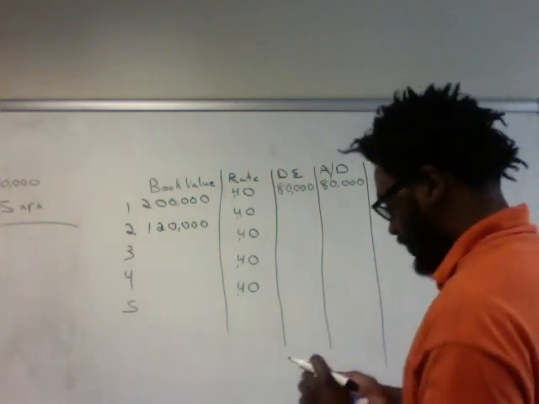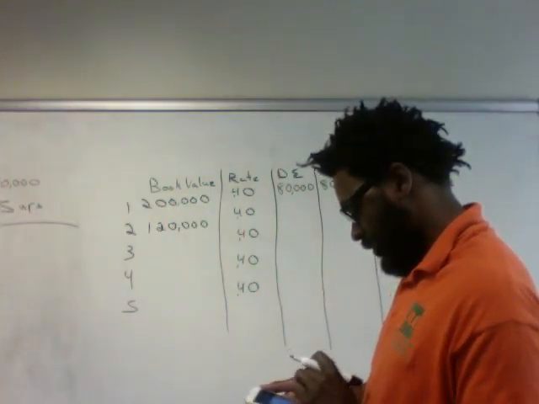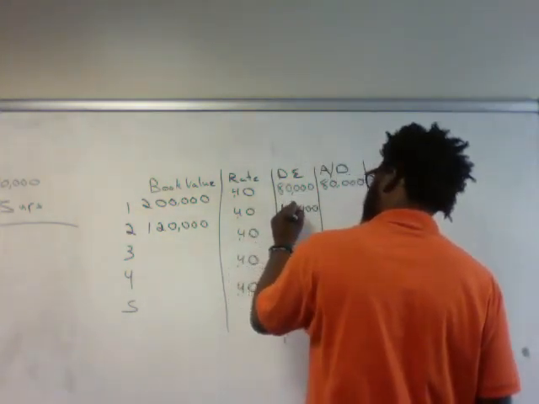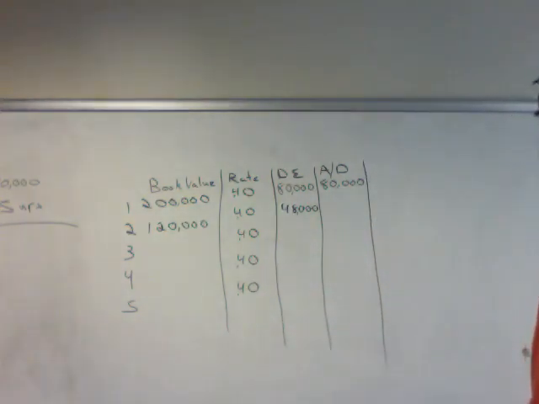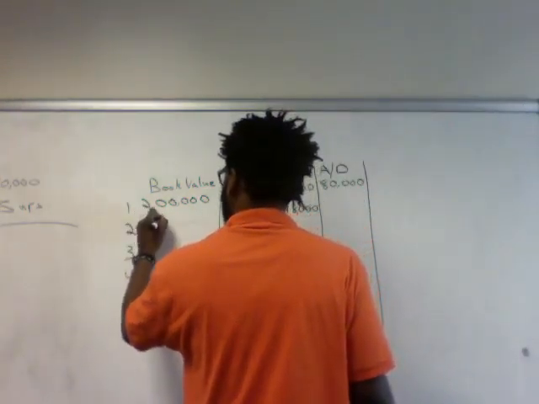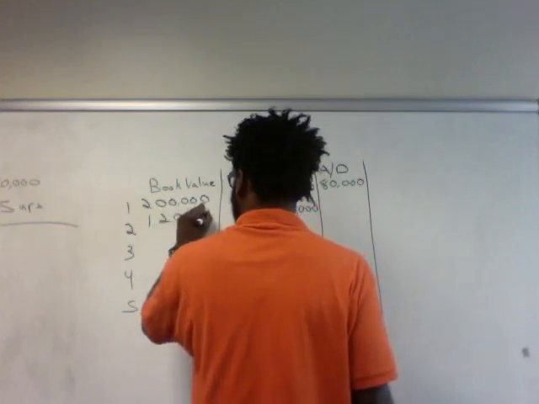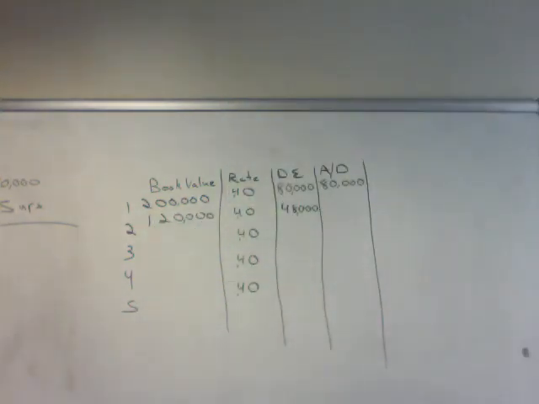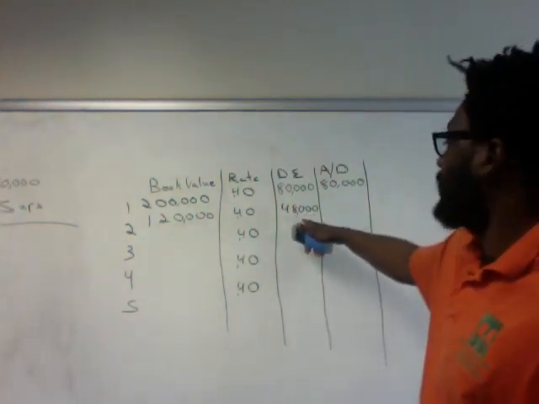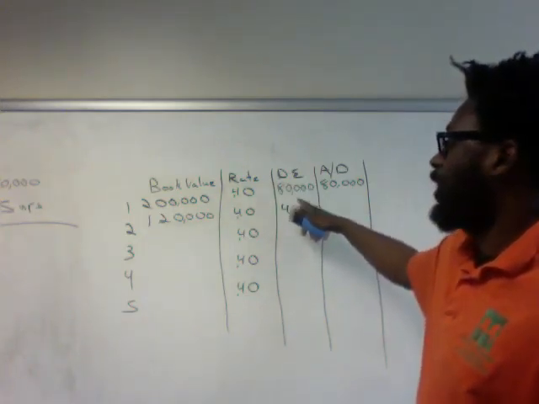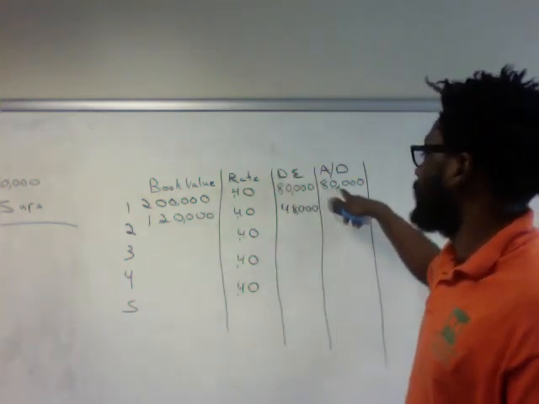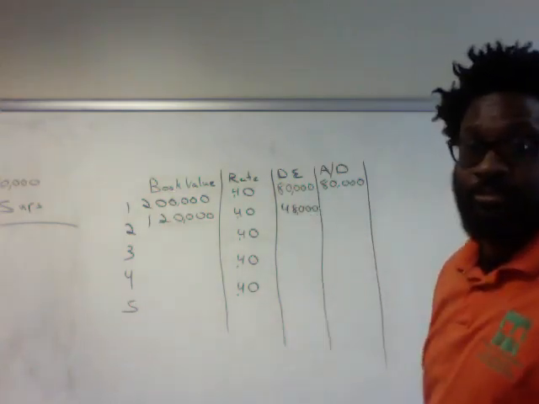Okay? Now we're going to take that 120 and multiply it times 40%. And it's going to give us $48,000 for year 2 depreciation expense. Okay? And once we have that 48,000, we can also calculate our accumulated depreciation for year 2. How are we going to find out our accumulated depreciation for year 2? Add up both of your depreciation expenses. You could either add up all your depreciation expenses thus far, or you could take the previous accumulated depreciation and add the depreciation expense. Either way.